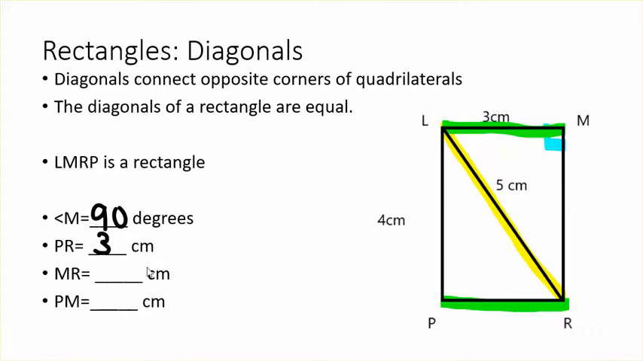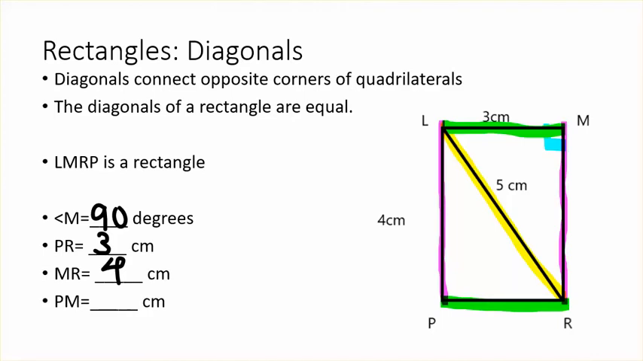Now we're looking for the length of MR. MR equals blank centimeters. So we'll find MR. That's the right side of the rectangle. It's equal to the left side of the rectangle. LP is 4 centimeters, so MR is also 4 centimeters.